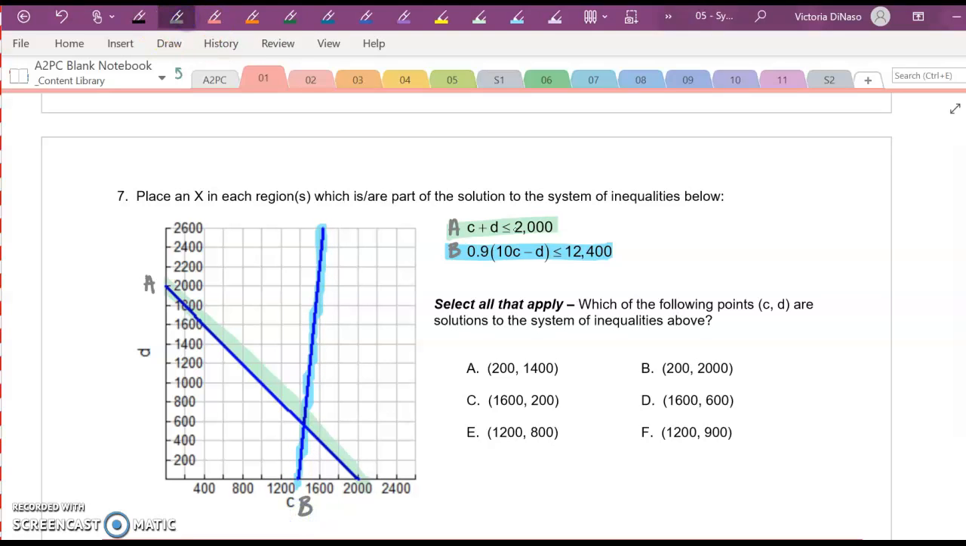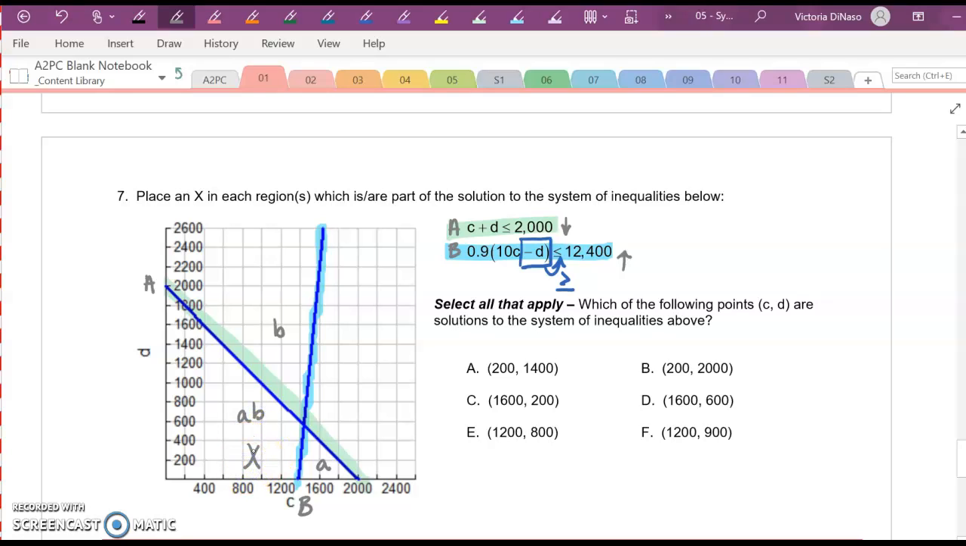So for line A, notice the direction of the inequality. We're going to be shading below this line. So I'm going to put a little A right here and right here. Now for letter B, check it out. For letter B, if we were to distribute this 0.9 to both terms, it would not change the fact that D being associated with the y-axis, D is negative. So therefore, this symbol is going to be flipping so that it's greater than or equal to. And now instead of shading below this line, we're going to be shading above the line. So we have B right here and B right here. X marks the spot.